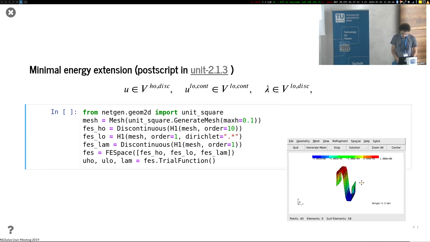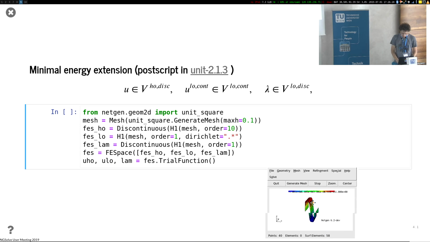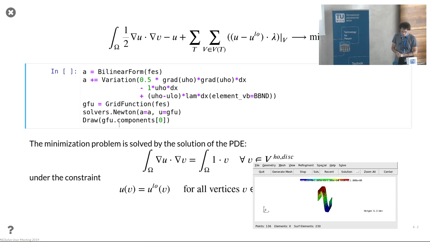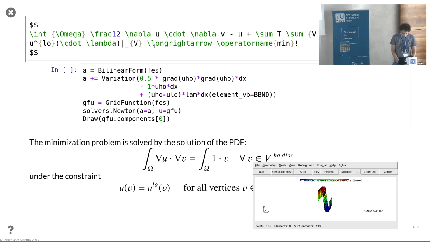And I briefly want to explain how this is related to the nonlinear minimization problem, which Joachim obviously formulated here. So we have the space U, space V high order discontinuous. We have a low order space, V low order continuous, and we have a space V low order discontinuous. This is what we do in this block here, so we just create those spaces. And the purpose of the spaces is the following. What we want to do is solve the following nonlinear minimization problem. Oh, sorry, this should of course be norm squared.